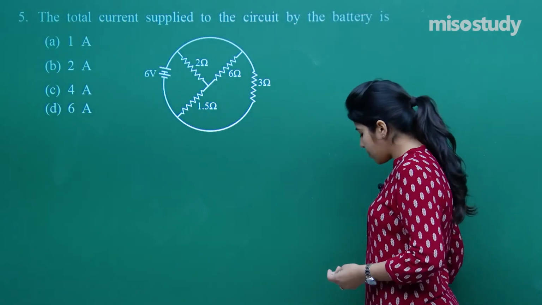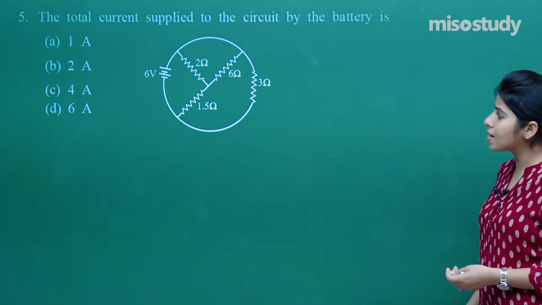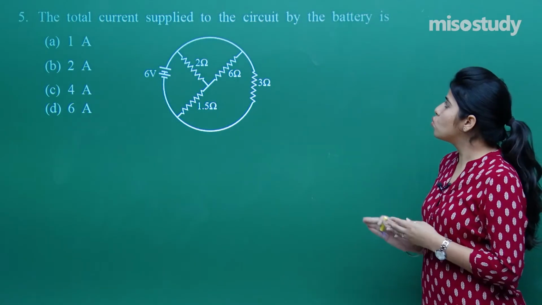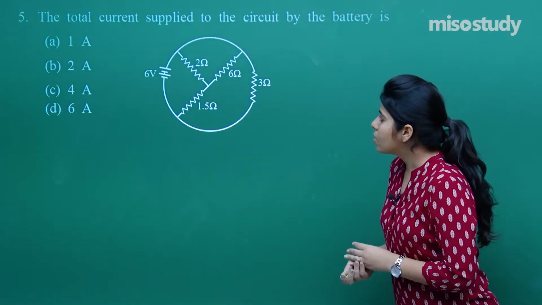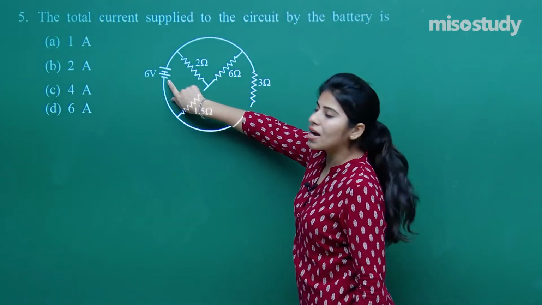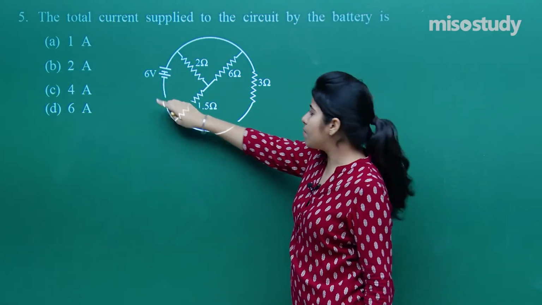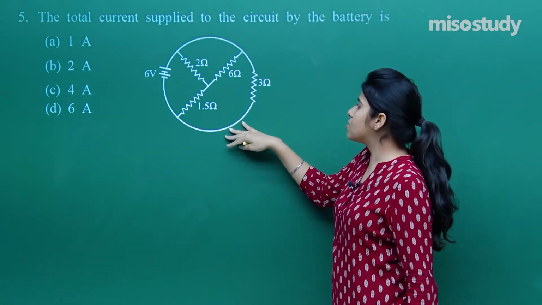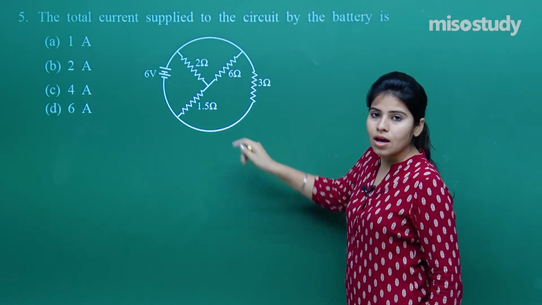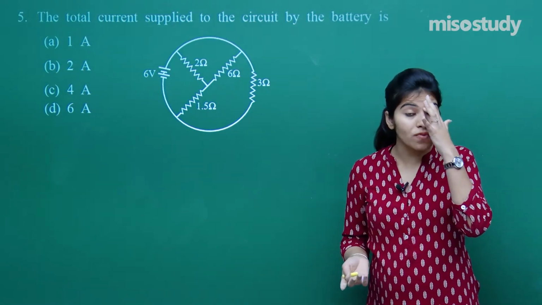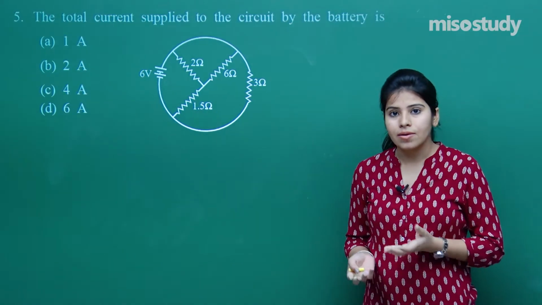Question number 5 has been given in the form of a circuit. We have to tell the total current supplied to the circuit by the battery. Okay, so here is the battery. As you can see, this is the positive terminal, this is the negative terminal. These four resistances are connected like this. First of all, I am going to simplify the circuit to find out the current in the circuit.